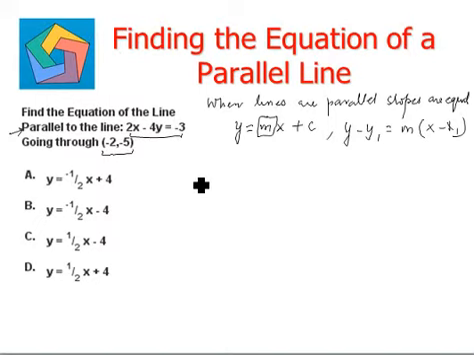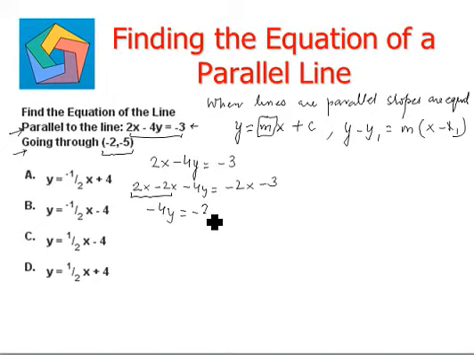Find the equation of the line parallel to the line 2x minus 4y equals negative 3, going through negative 2 and negative 5. Our first step is to convert the equation 2x minus 4y equals negative 3 into the slope intercept form. So what do we do? We subtract 2x on both sides, because we have to take the x term to the other side. So this portion becomes 0. Now we are left with negative 4y equals negative 2x minus 3.